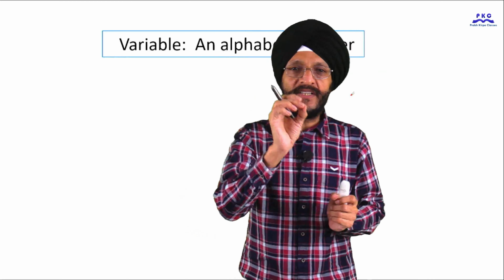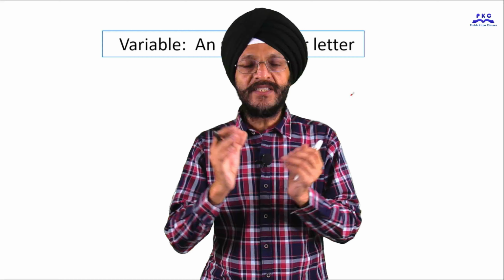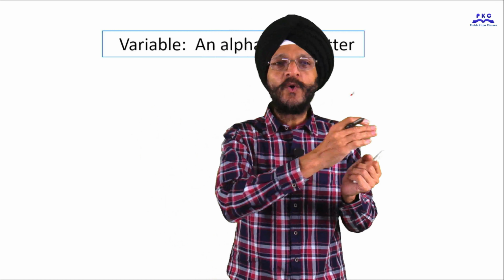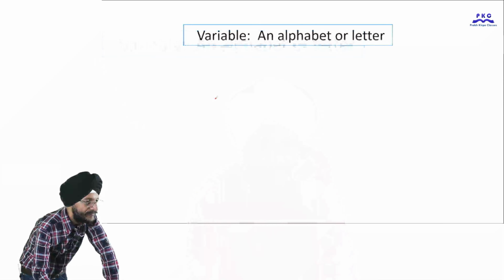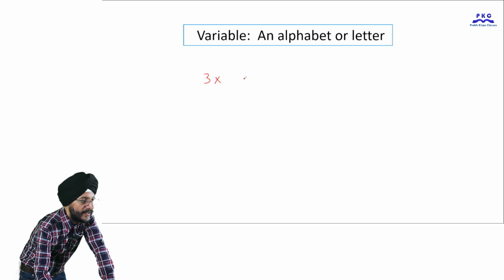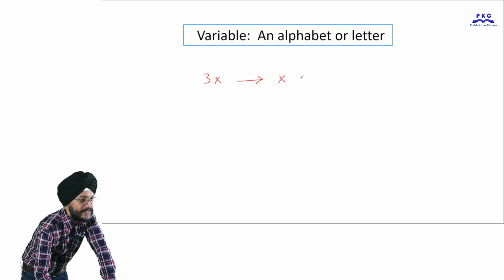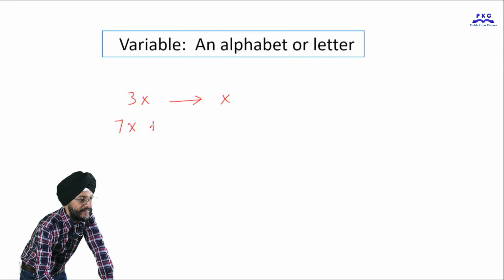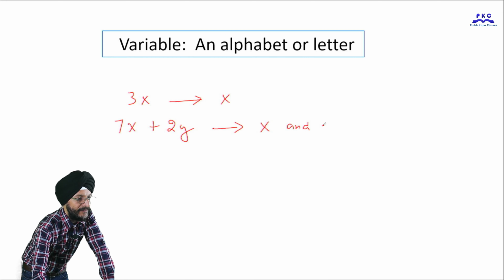Now we will first understand the meaning of variable. What is the meaning of variable? Variable means an alphabet or a letter. Alphabet means A, B, C or X, Y, Z. So if we write 3x, here x is variable. If we write 7x plus 2y, here x and y are variables.